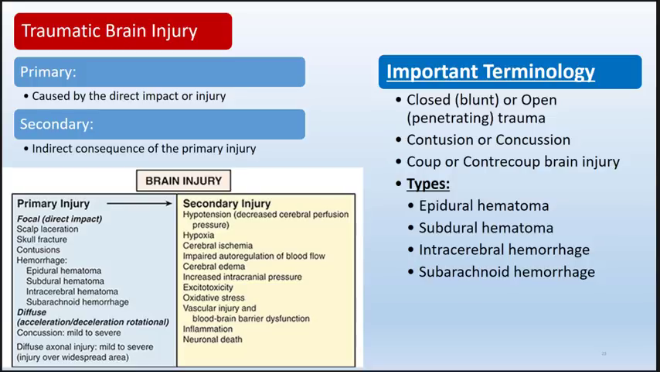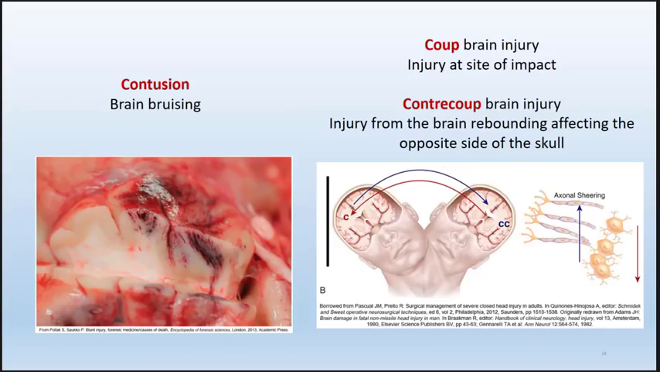Different types of brain injuries exist as well. We have our different types of bleeds. We have epidural hematomas, subdural hematomas, intracerebral hemorrhaging, and subarachnoid hemorrhaging. And we'll have a look on an upcoming slide what's involved in those different injuries.